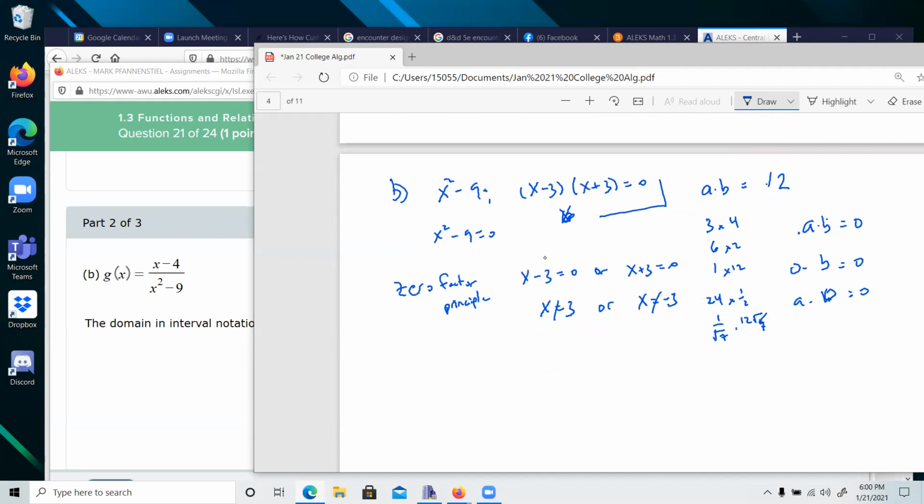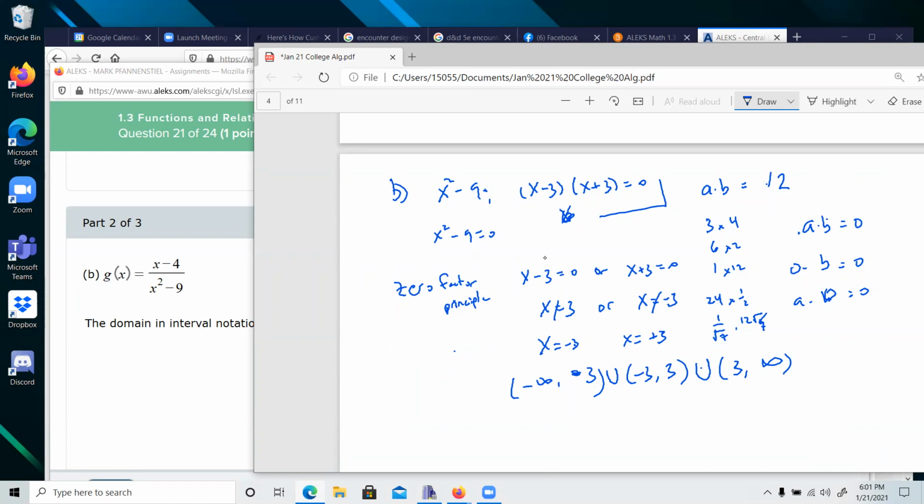Okay, so our values here, right? Let's write them in order. So our interval notation is going to be negative infinity up to negative 3. Then we're going to skip over negative 3 and go up to positive 3. And then we're going to skip over 3 and go all the way up to infinity.